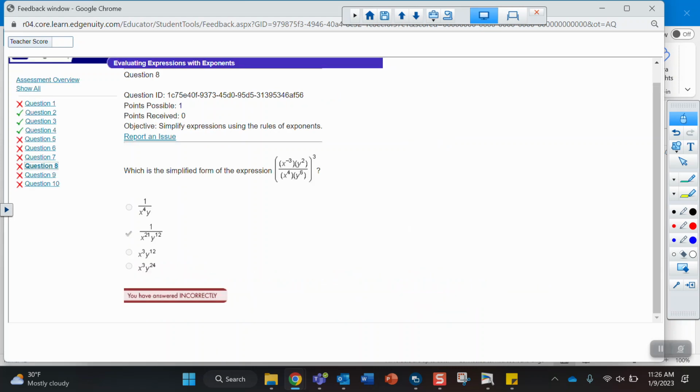Okay, what's the simplified form of the expression? Now let's do one where we give everything that cubed power first and then we clean it up. You might find that this is a little bit easier. So everything gets that power of 3, and because it's a power to a power, we're multiplying. So x to the negative 9th, negative 3 times 3. Y to the 6th, 2 times 6. X to the 12th, y to the 18th.